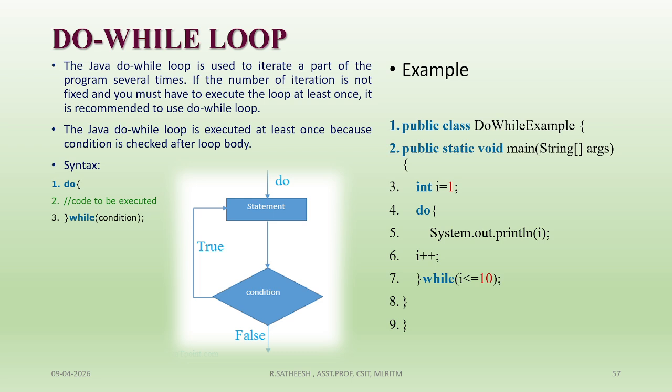So here, irrespective of whether your condition is true or false, the statement is executed at least once in do while. This is a very, very important interview question. This is the main difference between while and do while. Most programmers use while compared with do while.